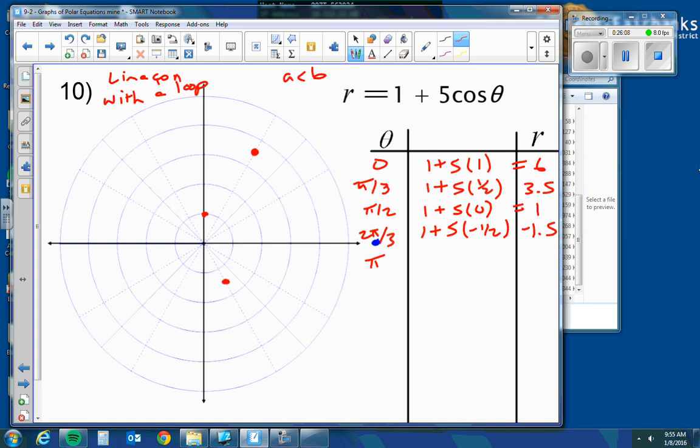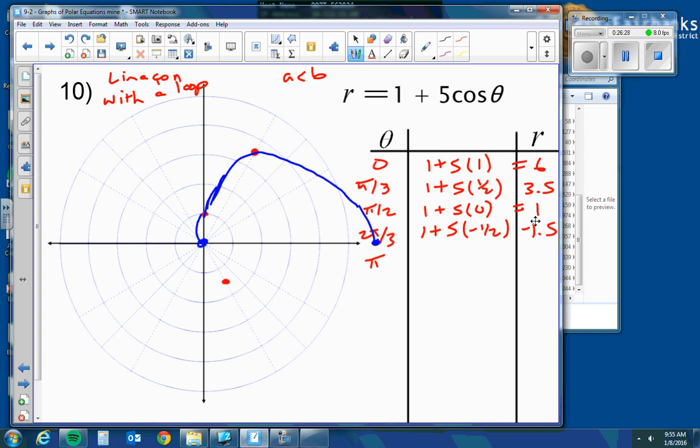I want to connect the dots, what I have so far. So I started here to go through this. Okay, that's just sad. The one thing that's missing, this thing is going to have a loop. It's going to hit this point, go across like this, and come through the pole.